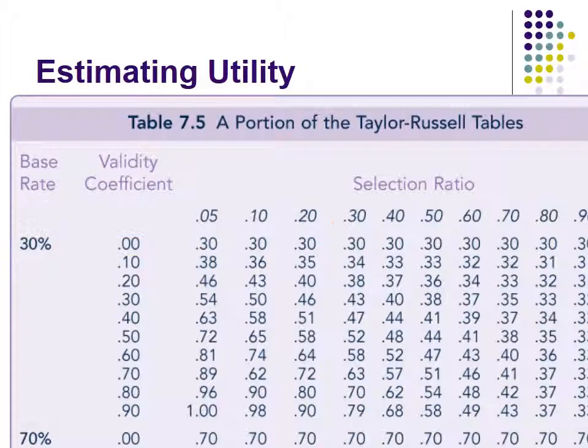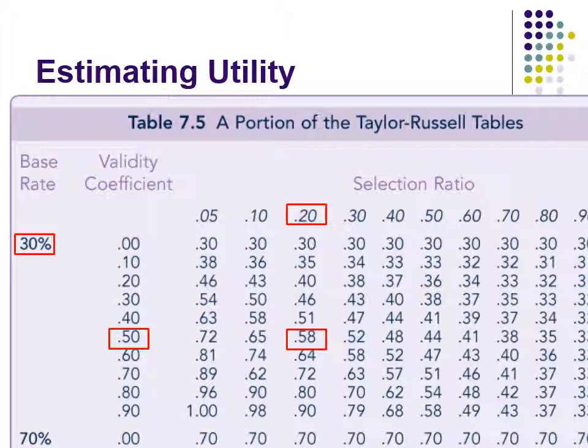Now, what happens if we change those numbers? We're still at a base rate of 30%. That's the past base rate. And we still have the same selection ratio. Every time we post a job, for every 10 people that apply, we get to hire 2 of them. But now we add a new selection technique that has a validity coefficient of 0.50. That's explaining about 25% of performance. Notice what happens to the new success rate.